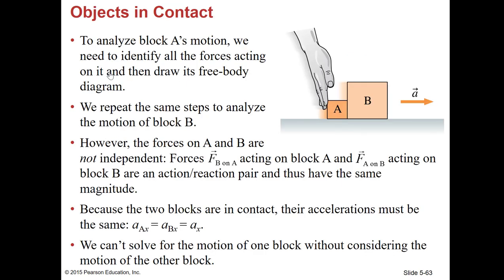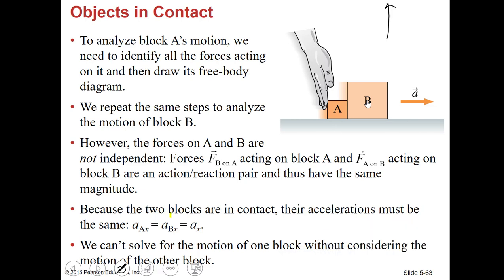So to analyze block A's motion, we need to identify all the forces acting on block A. The person is pushing on A. A is going to accelerate to the right. What sort of prevents A from accelerating as much as it could? It's in contact with B. So if I looked at the free body diagram of A, I would have to include that force, the normal force between A and B, and it would look something like this.